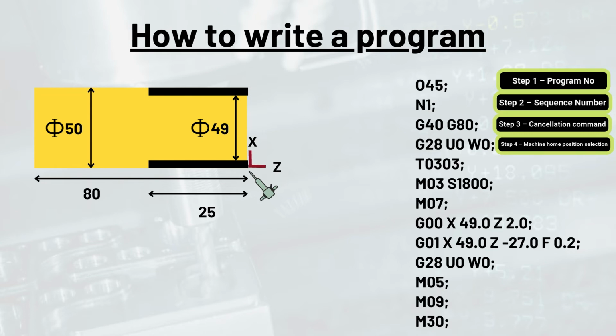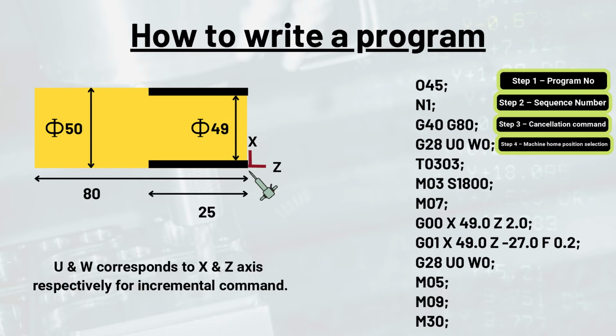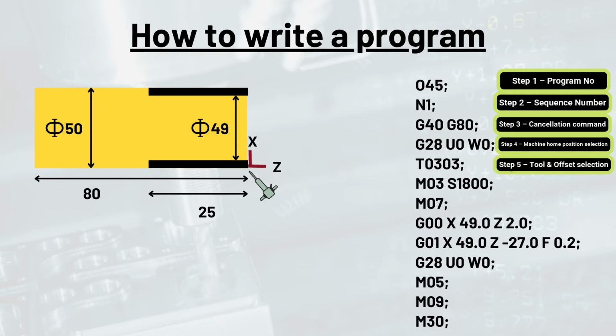Now for selecting the machine's home position, we have the command G28 U0 W0. Here, U and W correspond to the X and Z axis respectively for incremental commands as far as a CNC lathe and turning operation is concerned. We generally use incremental commands so that the tool takes the shortest route to complete its operation, ultimately reducing the cycle time. The fifth step is tool and offset selection.